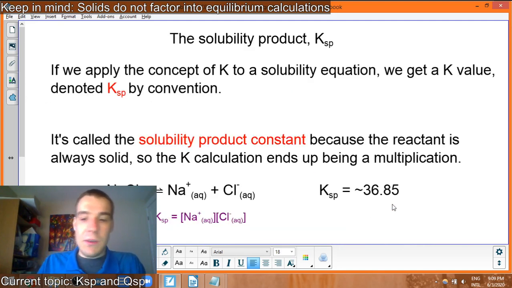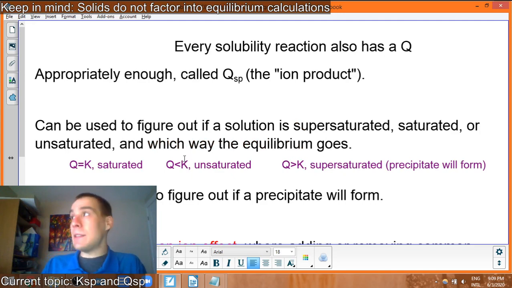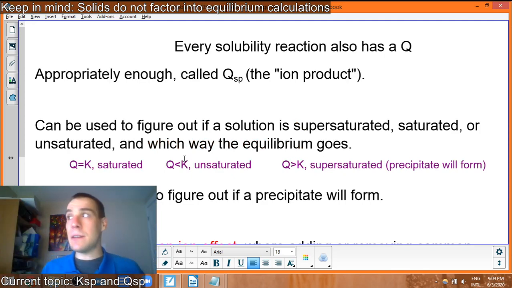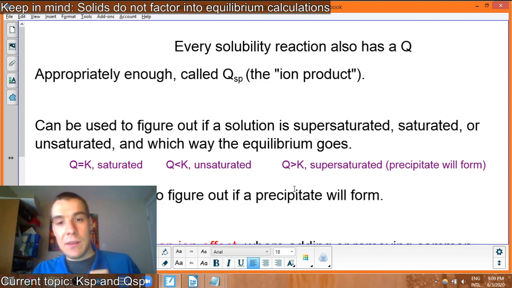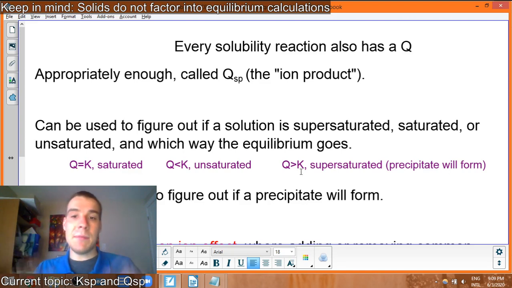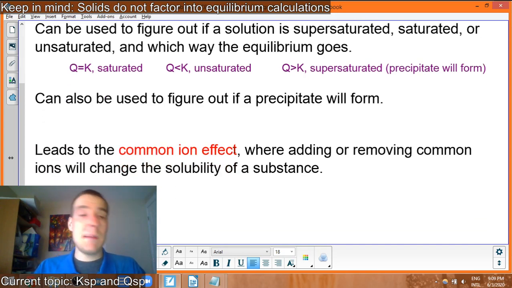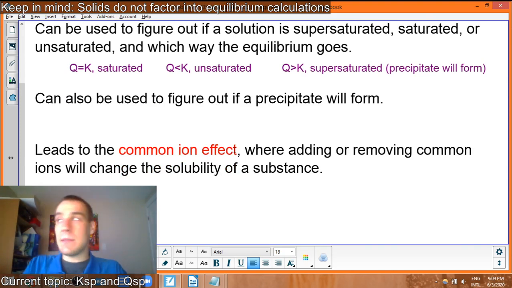If we're below equilibrium, if Q is less than the equilibrium constant, then it's likely that the solid will make ions. If Q is greater than the equilibrium constant, too many products, then the products are going to turn into a solid, and you'll get a precipitate. You'll get a precipitation reaction. So we can use it to figure out if a precipitate will form. It leads to the common ion effect, where we can add common ions, and that changes the solubility of a substance. We'll talk about that when we get to these practice problems, which is what we are about to do.